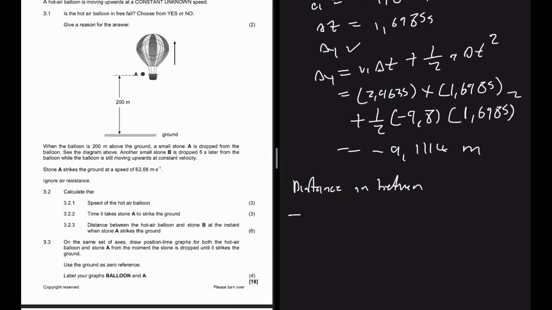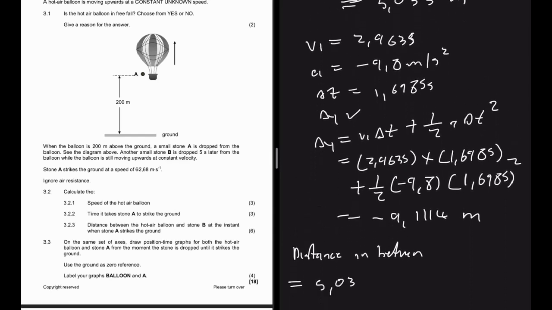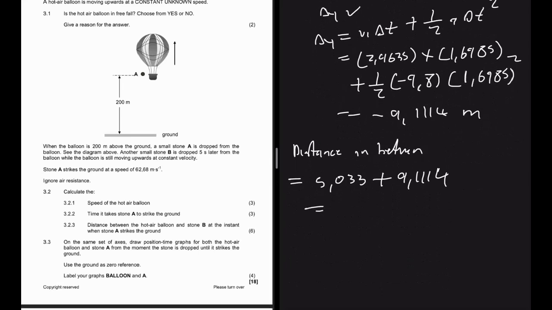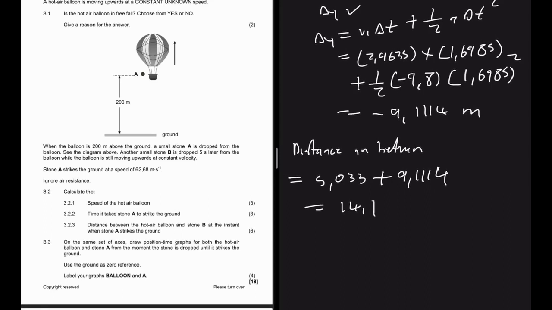So now the distance in between is gonna be equal to 5.033 plus 9.1114, which gives me 14.14 meters. So when you add them, you have to reject the signs, because if you pay attention, if you just add them with their signs, then you're not gonna get the distance in between.